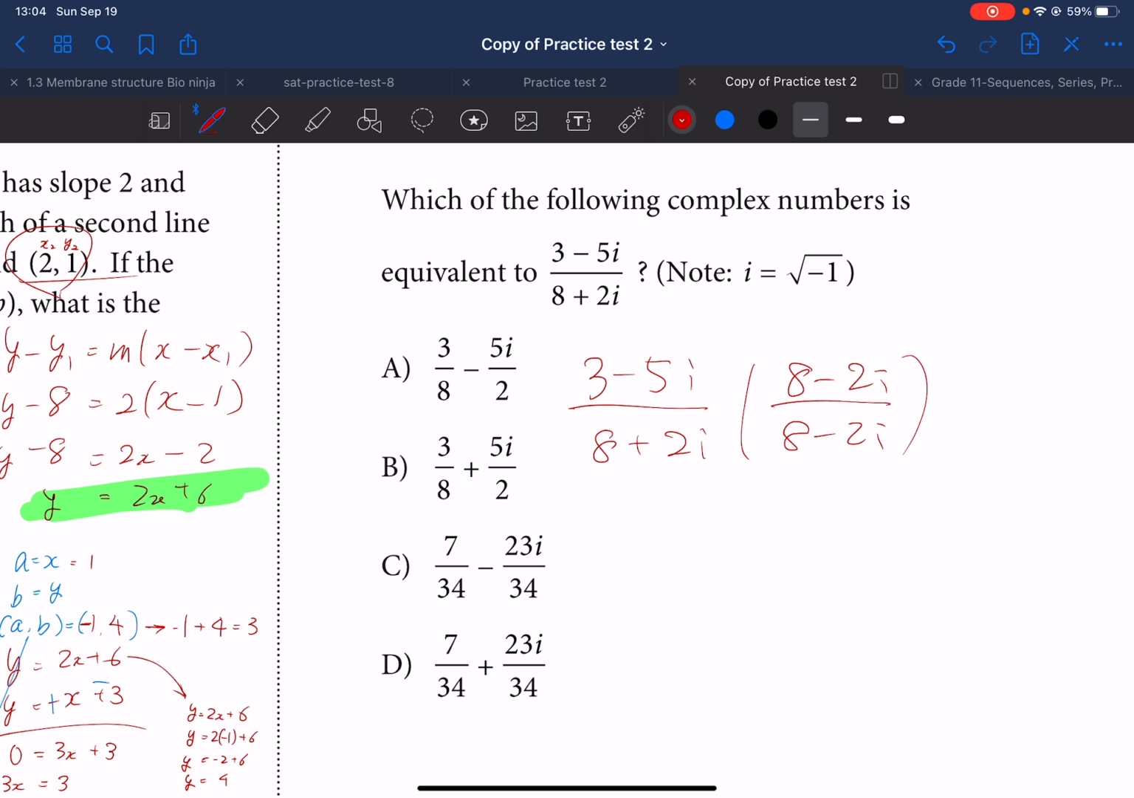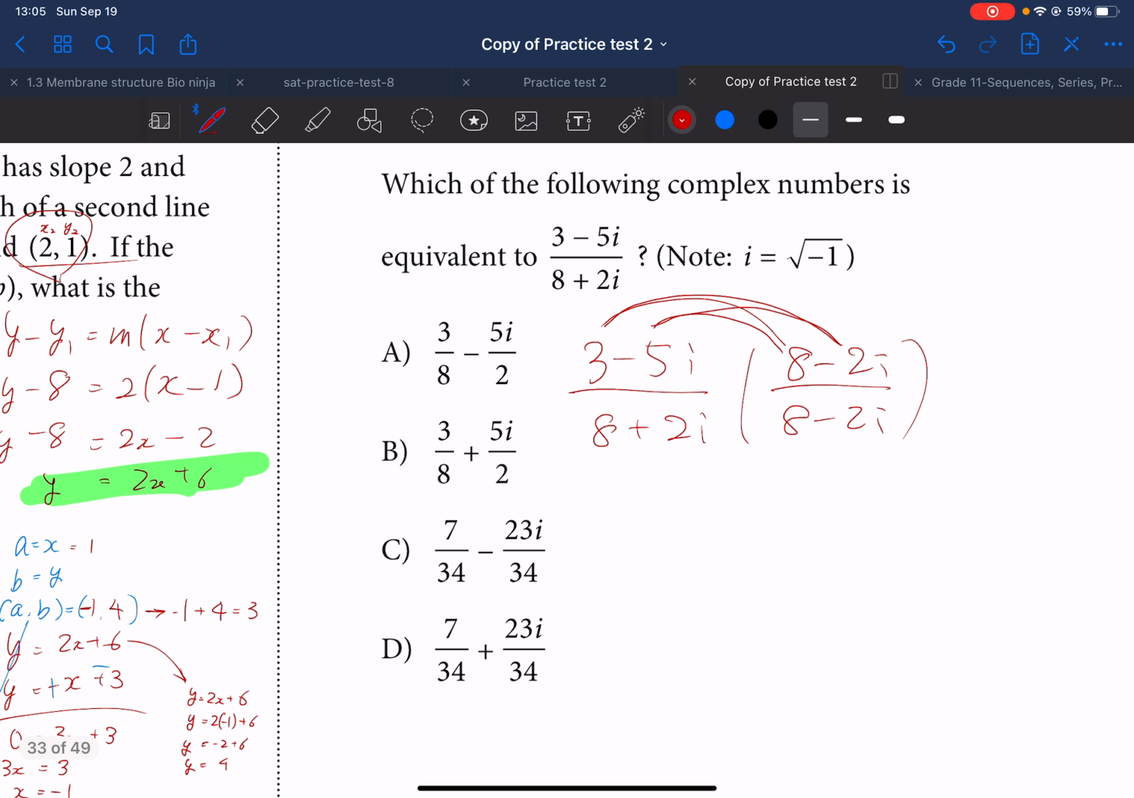So let's solve this. 8 times 3 first, and then 3 times negative 2i, and then negative 5i times 8, and then negative 5i times negative 2i. Wait, did I say a? I think I said a, sorry, it's i. Okay, so do this for the bottom, exact same thing.